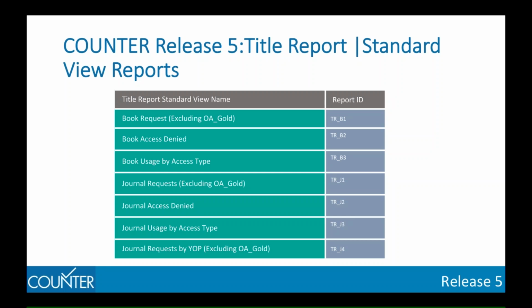It's very similar to the journal request reports, TRJR1, TRJR2, TRJR3, and one additional report for journals, which is requests by year of publication. This is introduced as TRJR4.